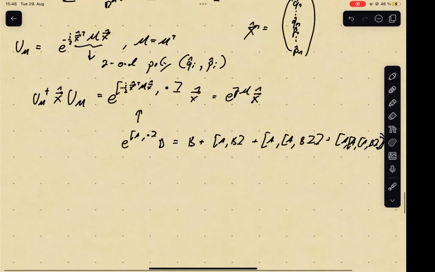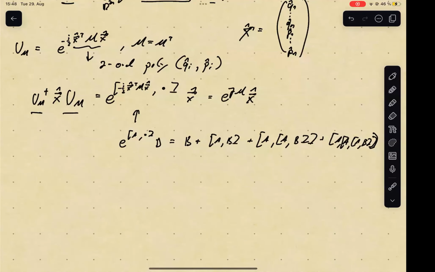From unitarity of these U's, you will find that M transpose J M needs to be J. Sorry, this is not true. M was just symmetric. E to the JM transposed, E to the JM equals J.